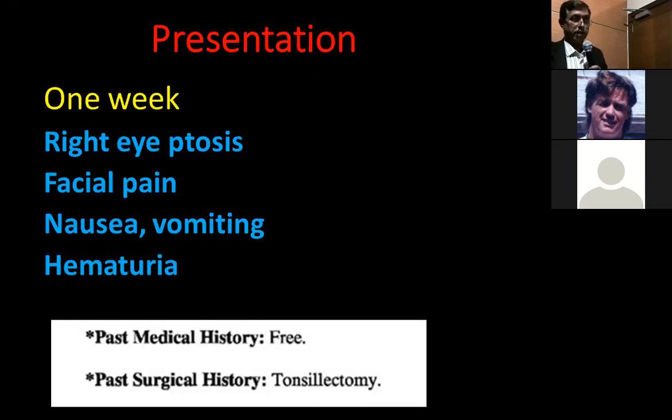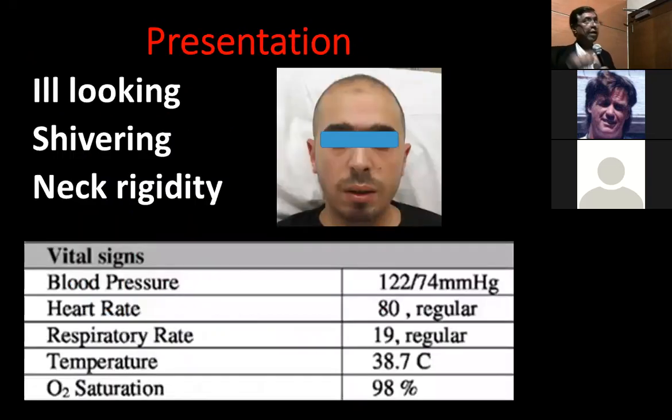Nothing in the past history. He had tonsillectomy as a child. Examining him, you will see a patient who is ill looking. He's moribund, really ill, and he was shivering with fever. And what do we diagnose? Hematuria and shivering, UTI, immediately.